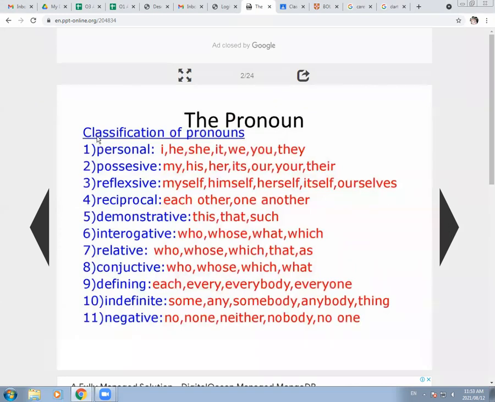I have given you the list of types of pronouns in the previous lesson. Personal we are done with, possessive we are done with, reflexive we are done with. Today we will be understanding reciprocal, demonstrative, interrogative, relative, conjunctive, defining, indefinite, and negative pronouns. So no need to note it down right now. We will be doing it one by one and then you can note it down.